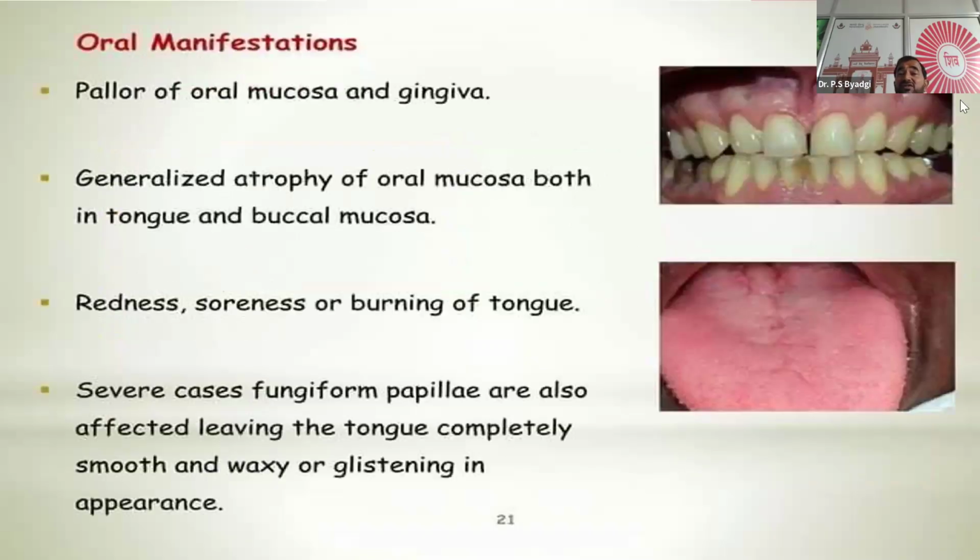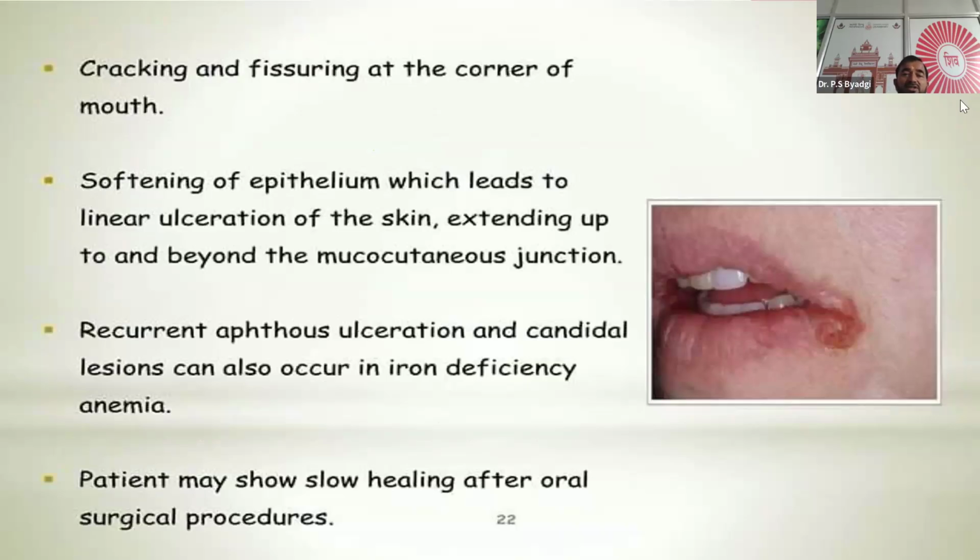The oral manifestations: when a patient comes to you with a history of anemia, you should always look into the mucosa and the gingiva, and the tongue examination is very, very important. There is a typical redness, soreness, or burning of the tongue, but the oral mucosa and the gingiva are to be properly examined. As I mentioned earlier, in the oral presentations, recurrent aphthous ulcerations and candida lesions can occur in case of iron deficiency anemias.